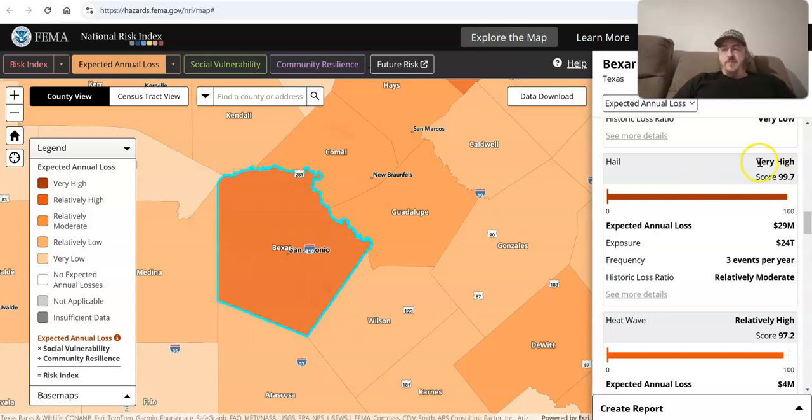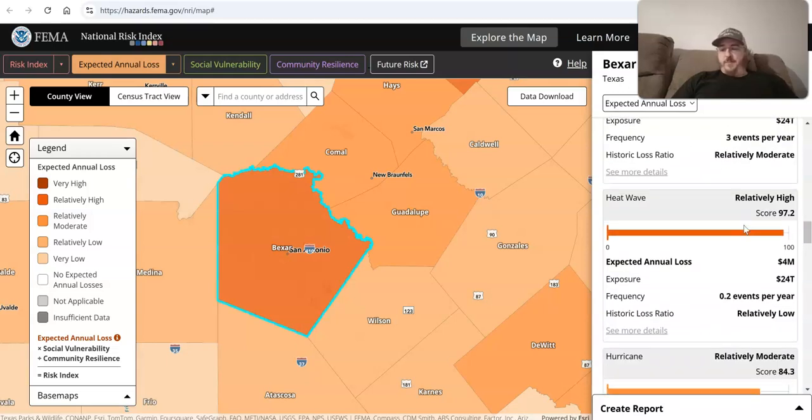And so I would say, if I had to, this is what in my mind is the biggest risk for an investment property in this market. But it's something you just have to look at everywhere. So this one, you hear about, after every hailstorm, people get new roofs, and I think that that's a big part of why there's such a large expected annual loss because of it.